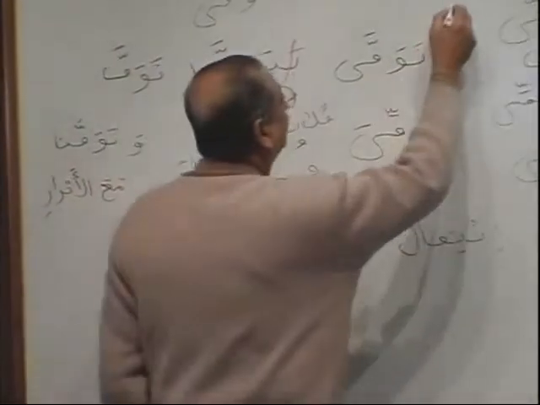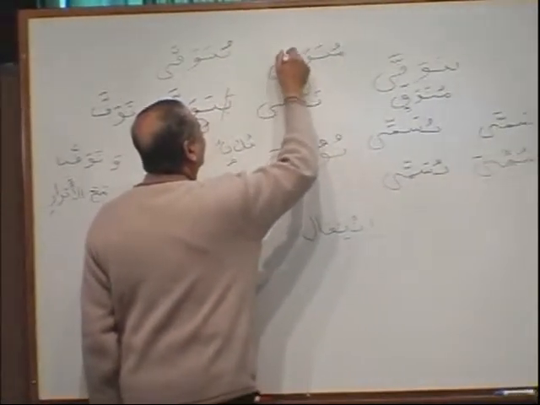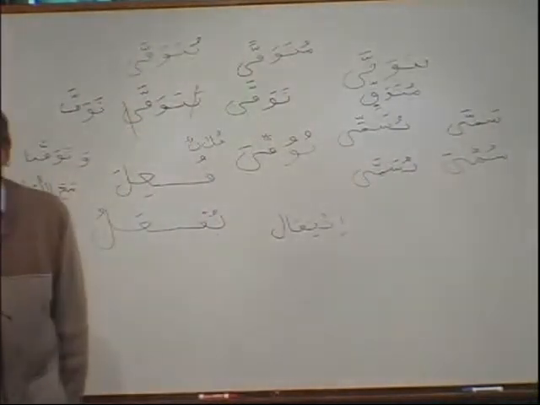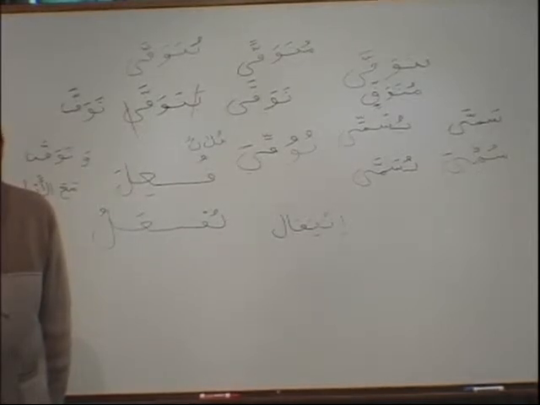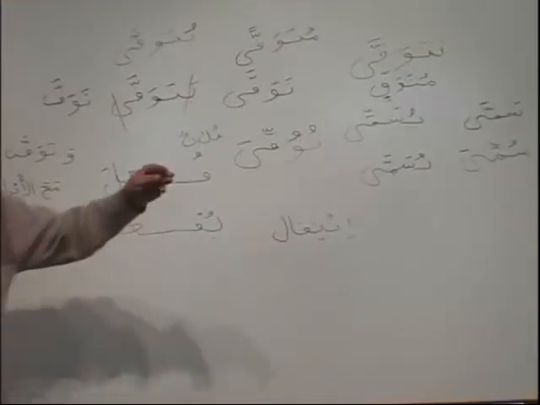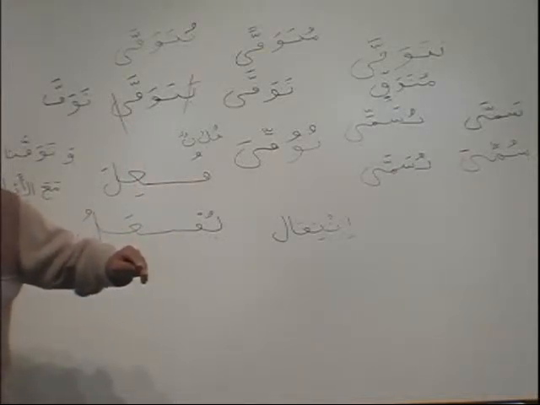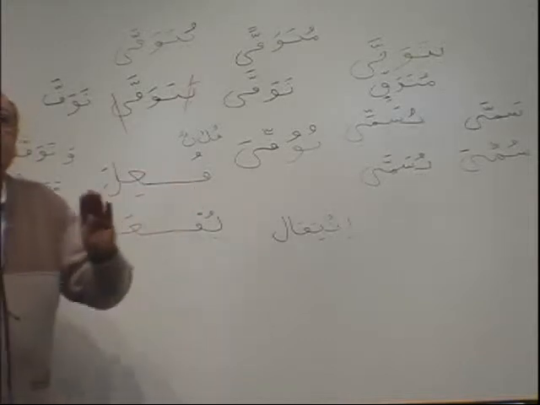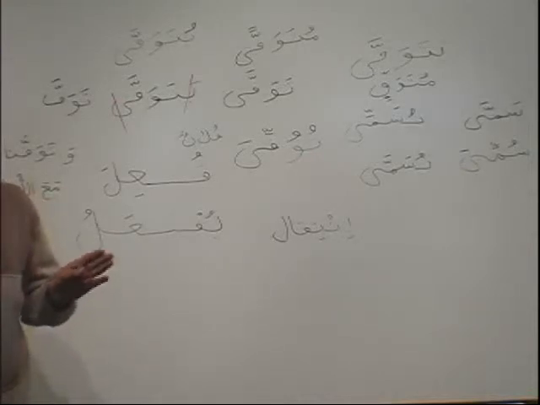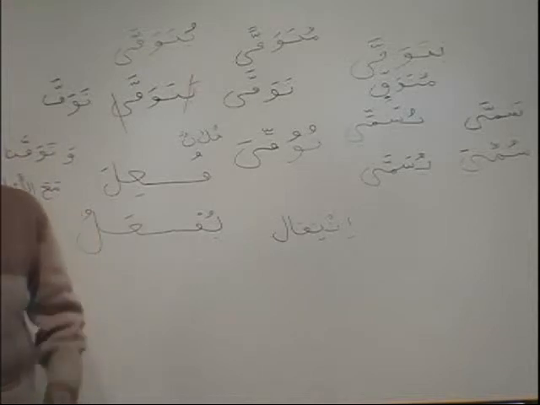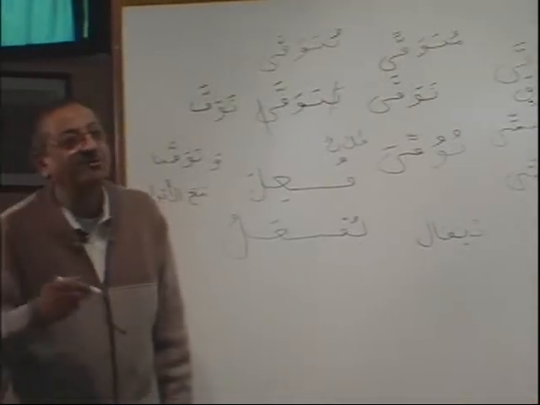So it will be mutawaffan, like fatan, mustashfan, mustafan. Now this is indefinite. Are you with me? What did I say? This is indefinite. Mutawaffa. But we will always pronounce it as mutawaffa. We say fata. It is actually fatan. We say fatah. So mutawaffa. Who is mutawaffa? The person who died. And who is mutawaffi? Allah subhanahu wa ta'ala.